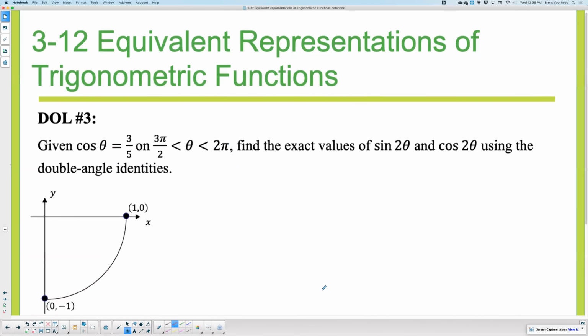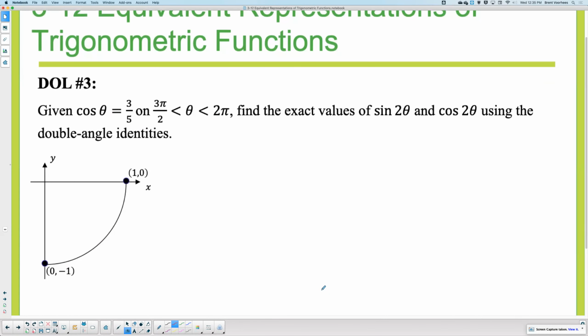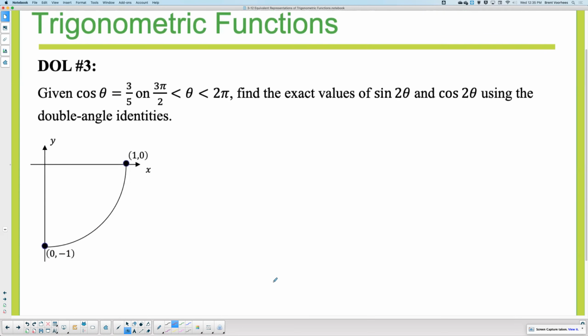All right. How about DOL number 3? I'm not going to ask you to do all that, but what I am going to ask you to find is sine 2 theta and cosine 2 theta. You have formulas for these, or you could do this as sine of 2 theta is the same thing as sine of theta plus theta, and cosine 2 theta is the same thing as cosine of theta plus theta. I'll let you get started on that.